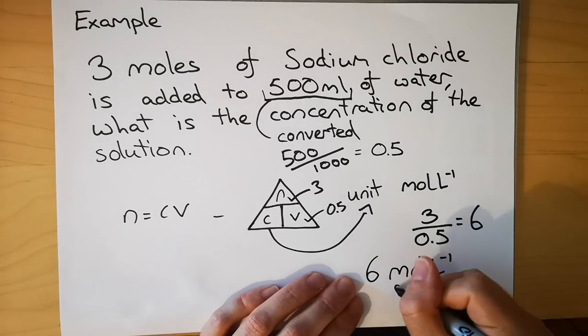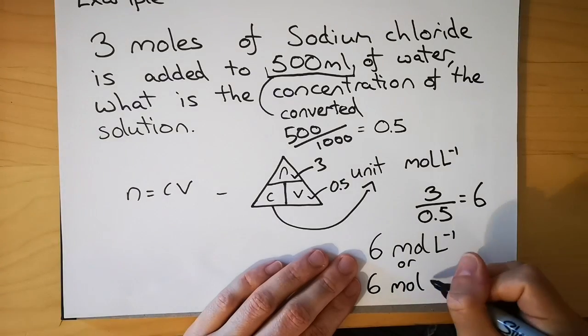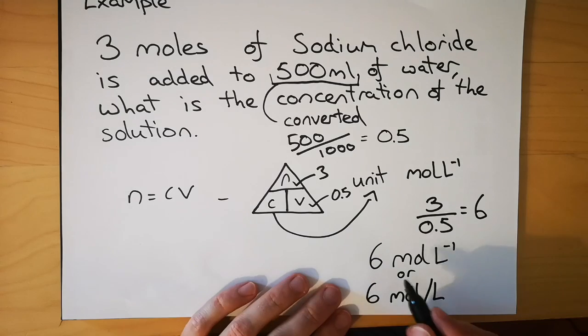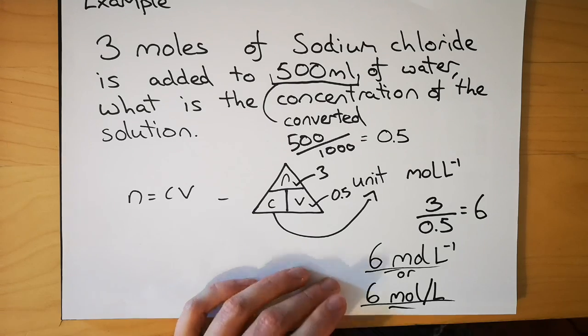Or 6 moles dash litre. And once again, if that was my final answer that I wanted them to mark, I'd double underline it. And that's it, you've got that question sorted.